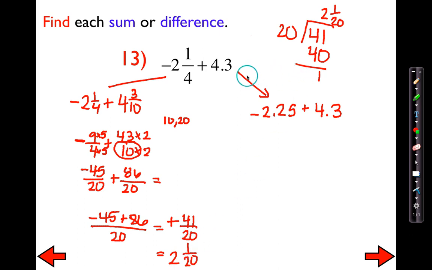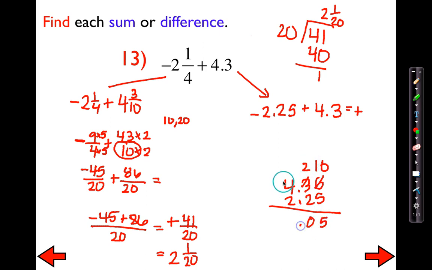But then there's always the option of doing decimals, which, like I said, a lot of you will probably choose. There's definitely more positives. How many more positives are there than negatives? Let's compare 4.3 with 2.25. Here, we're going to have to borrow, make this a 10, a 2. 10 minus 5 is 5. 2 minus 2 is 0. And then here, that's going to be a 2.